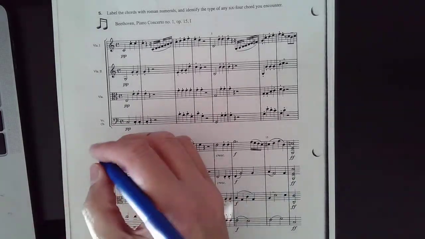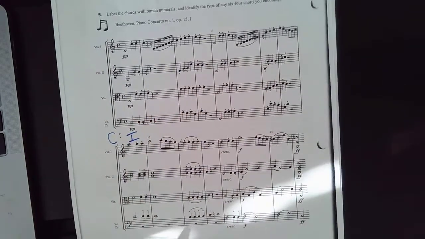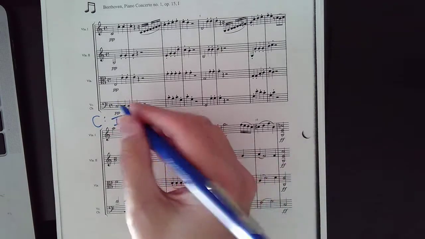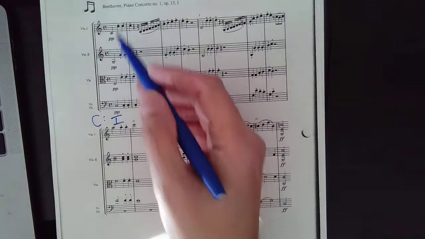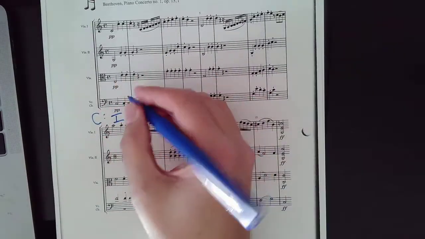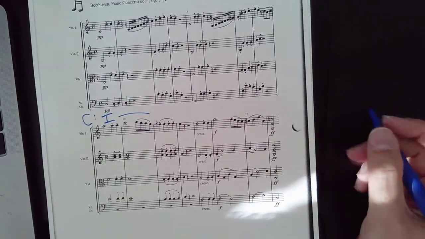So you heard that this was in major, I hope. This is C major. This is the 1 chord. All right. This whole first measure, I mean, it's just C and G and then a scale. So we just have to say this is 1. It's not even the full chord, but obviously that's what it is.